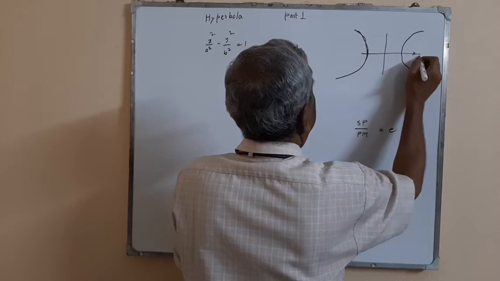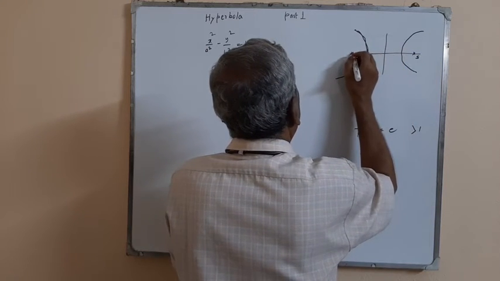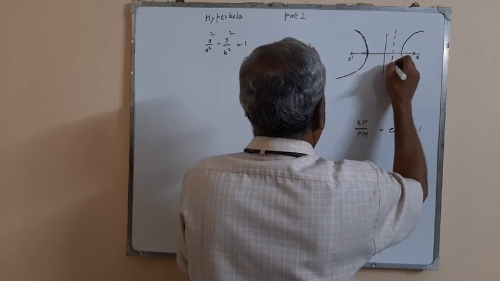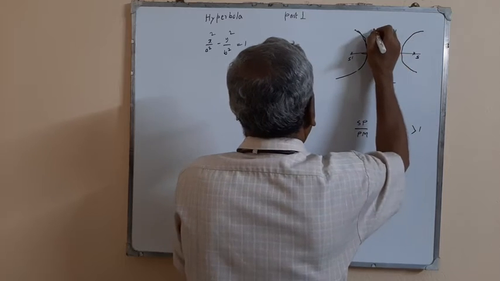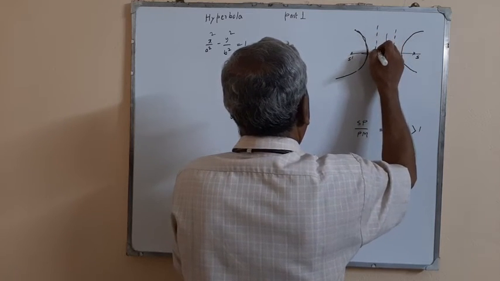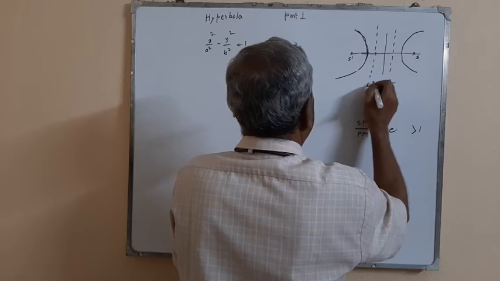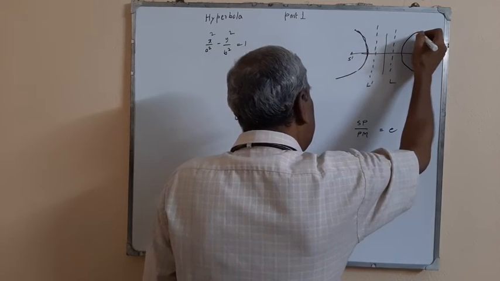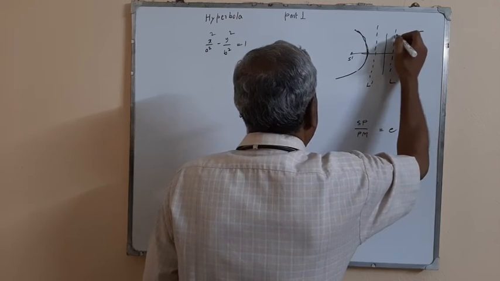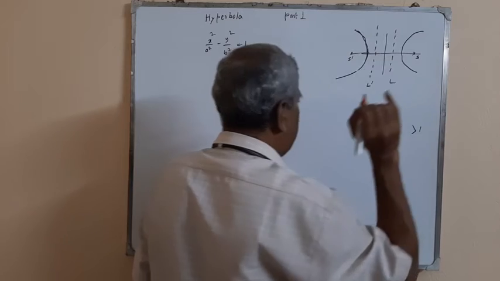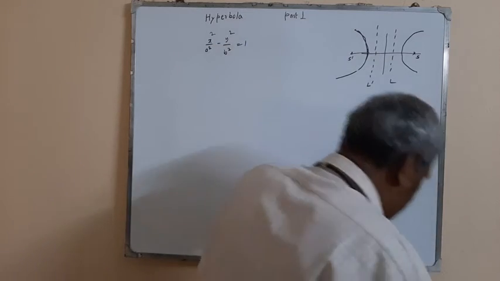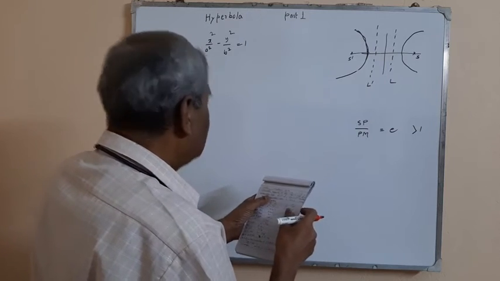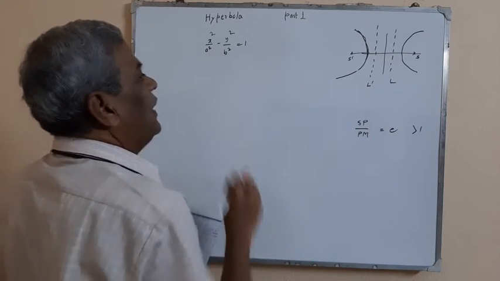This is focus. This is another focus, S dash. This straight line is fixed straight line, say L. This is another fixed straight line, L dash, say. So for any point P, SP by PM is E, and which is greater than 1. Now, this is a hyperbola.